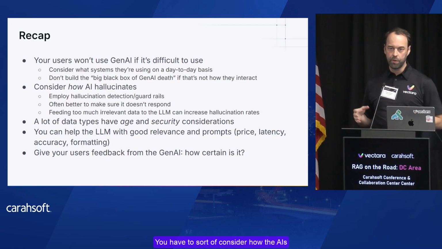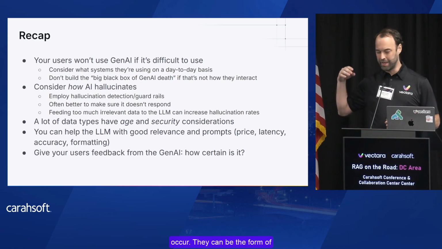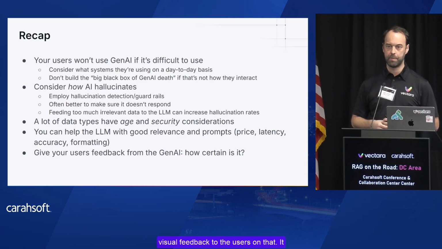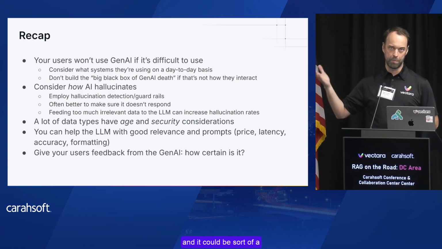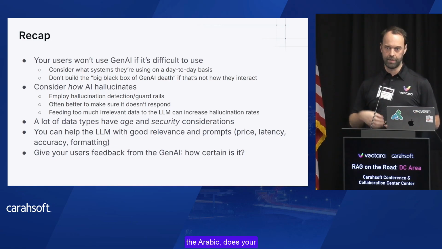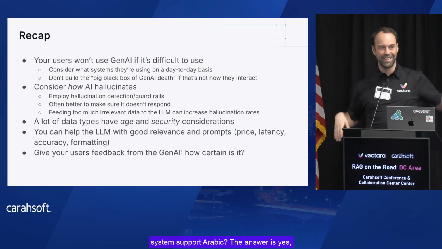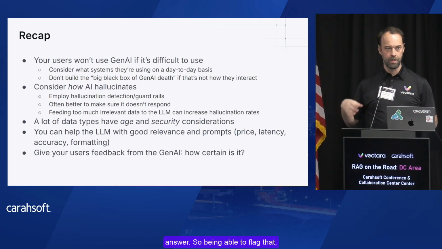You have to consider how the AIs can hallucinate, because there are many different ways that hallucinations can occur. They can take the form of not knowing something that it should know, so providing active visual feedback to the users on that. It can be that it's made up something, which can be very tricky for you to understand. In the case of, does your system support Arabic? The answer is yes. But the information did not provide that exact answer. So being able to flag that, through something like our Factual Consistency Score, is absolutely critical.